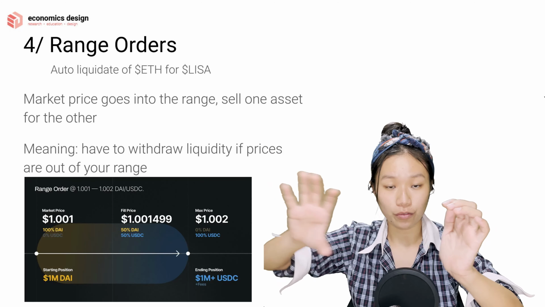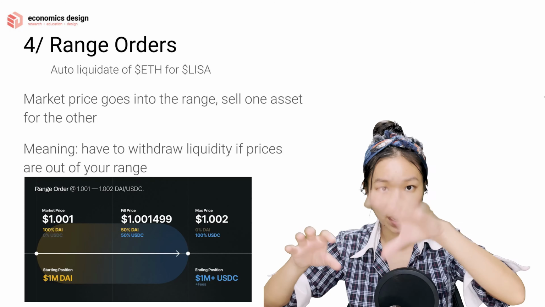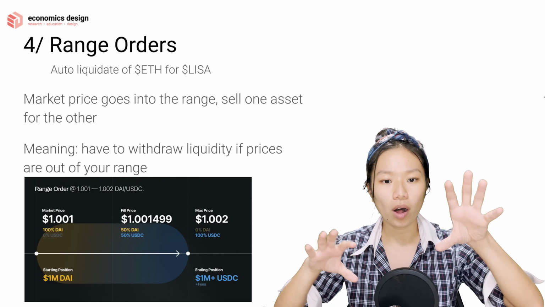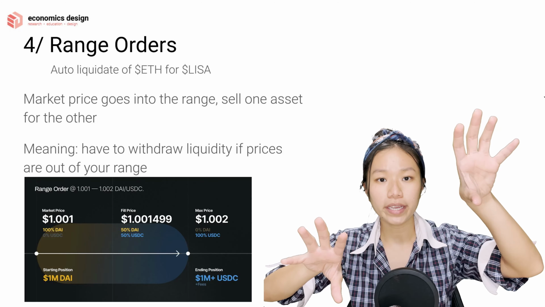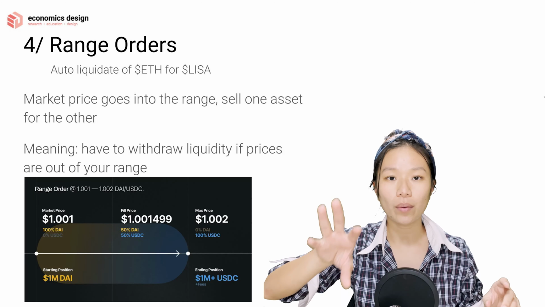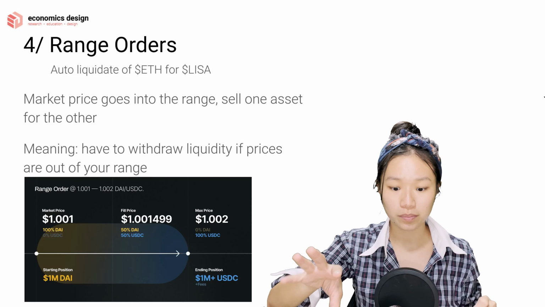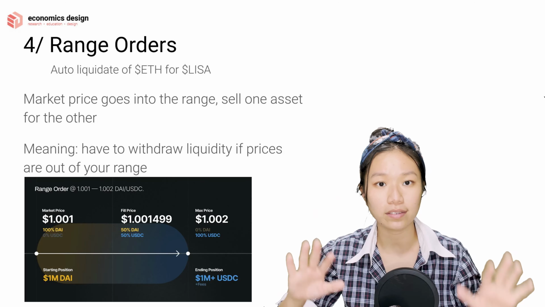then one of my assets will be completely liquidated to turn into the other asset. So for example, there's ETH and there's Lisa. ETH goes out of range, and all the ETH will be liquidated and changed to Lisa tokens. And so now I will hold everything in Lisa tokens. So that's what happens when you go out of range. It auto liquidates your position.